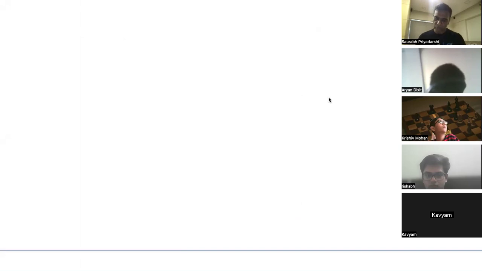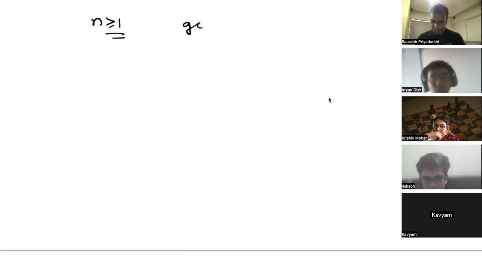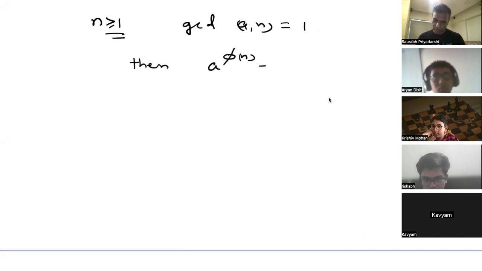We are taking a function. Euler theorem is for n greater than or equal to 1, GCD of a and n is 1. Then we have to prove a to the power phi of n congruent to 1 mod n.